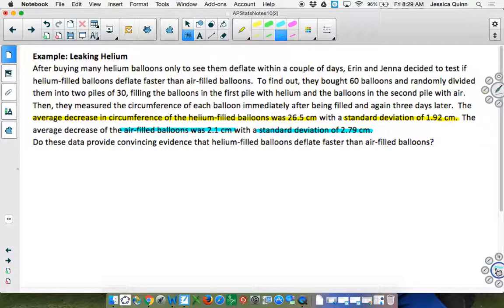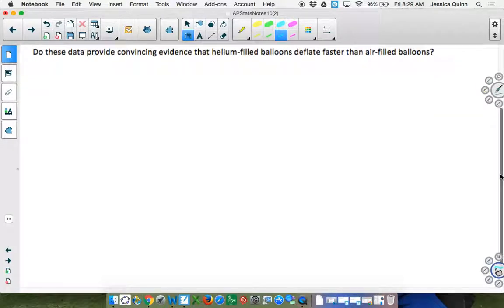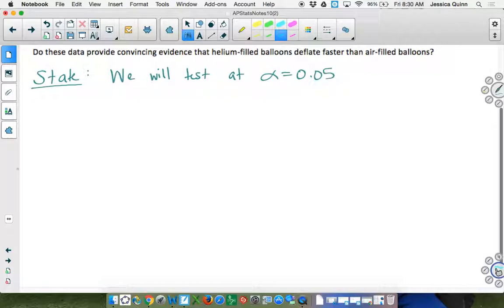Okay, I know. What a way to wake up! All right, here we go. So the first part of our 4-step process is what? State. Okay, so we will test at alpha equals 0.05 because they didn't give us anything for the significance level.